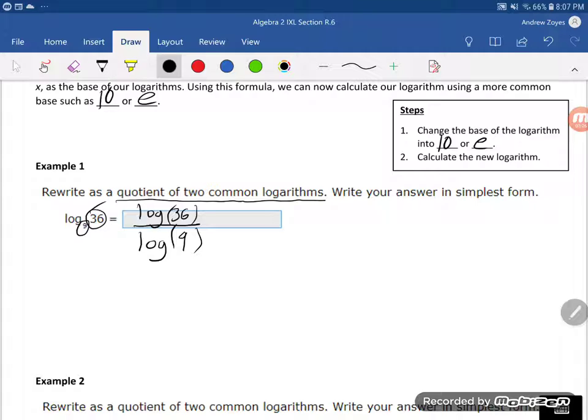Now, one important note, you cannot simplify 36 and 9. This, by no means, equals log of 4. These fractions cannot simplify, and the reason why is because log is happening to 36. That is not actually a 36, but rather a log of 36. And likewise, this 9 is not actually a 9, it's a log of 9. So we can't just simplify them like we might expect.